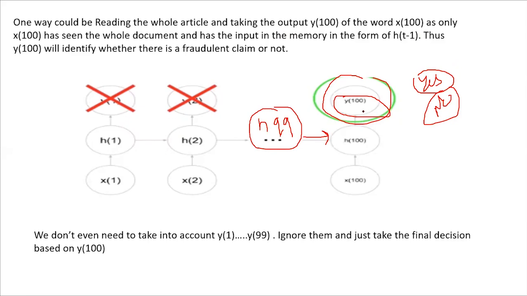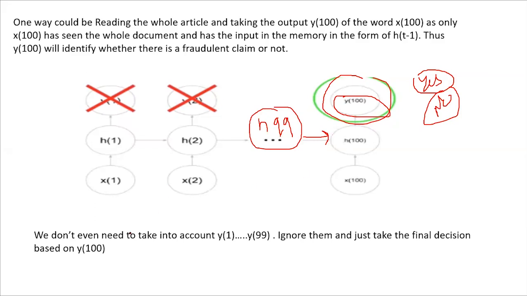As only the output of 100 has seen all the words, there might be a case that the top 5 words would say something and the rest of the 50 words say something else. Or if we take into account the output for the top 50 words, till that time the story must be something else, and after that the story might change. You never know. So we can just take into account the 100th output, and based on that we can give the output that yes, this was a fraudulent claim or not.